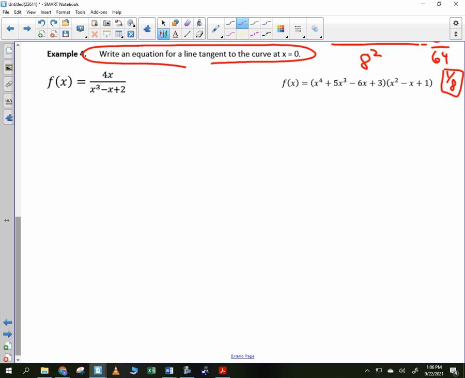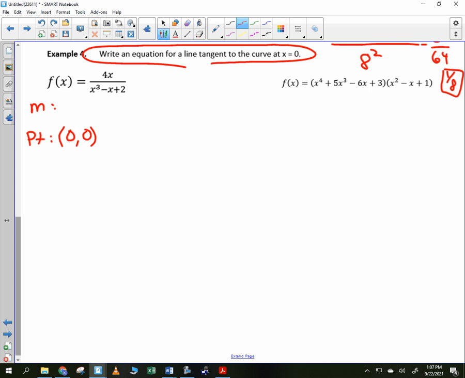What 2 things do you need in order to write an equation for a line? Slope and a point. What is the x value of our point? It is 0. How do we determine the y value of our point? We plug 0 in. You get 0 on the top, you get 2 on the bottom. So what would it be? 0. Is everybody okay with our coordinate?